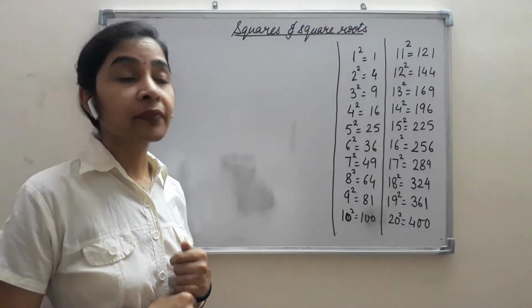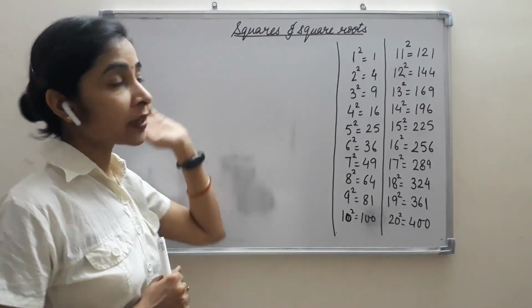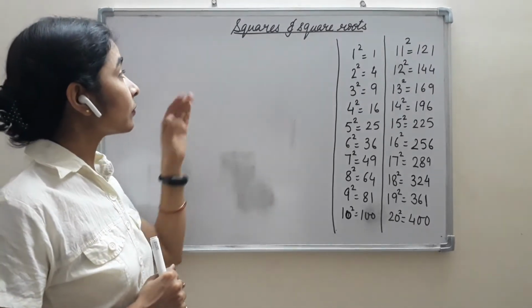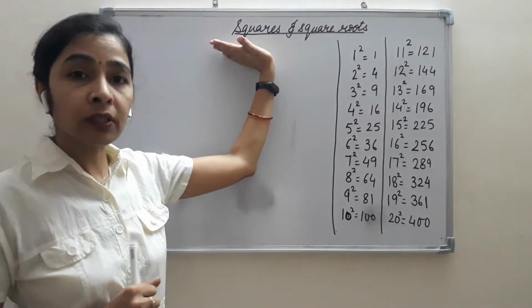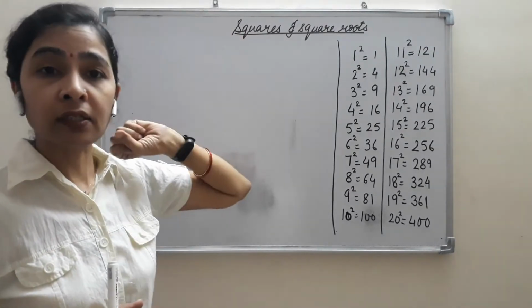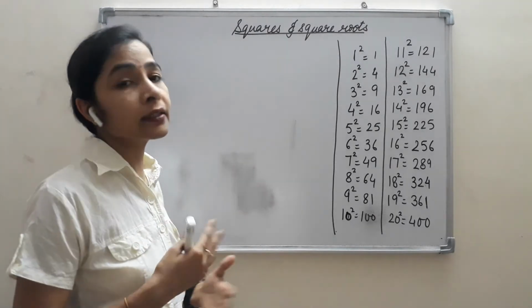Welcome to Strides. Today we are here with the topic squares and square roots. It is a chapter in class 8, and it is an introductory chapter. We are going to study about squares and square roots: what are squares, square roots, and where they are used.